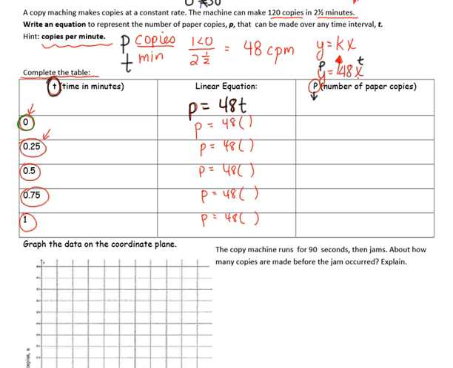Next, substitute in the values: 0, 0.25, 0.5, 0.75, and 1. Then do the math. 48 times 0 is 0, so P is equal to 0. 48 times 0.25 is 12, so P is equal to 12. 48 times 0.5 is 24, P equals 24. 0.75 times 48 is 36, P equals 36, and 1 times 48 is 48, so P equals 48.